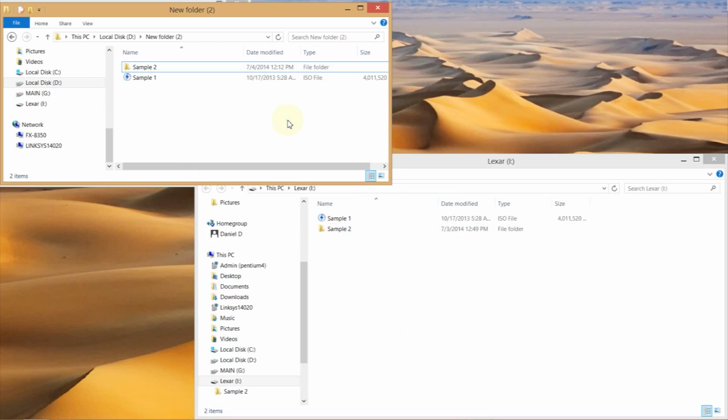As you can see, not that fast. Takes a little while to copy larger files. And as this is a 64 gigabyte flash drive, it would take quite a while to fill it up over USB 2. Now we're going to test USB 3.